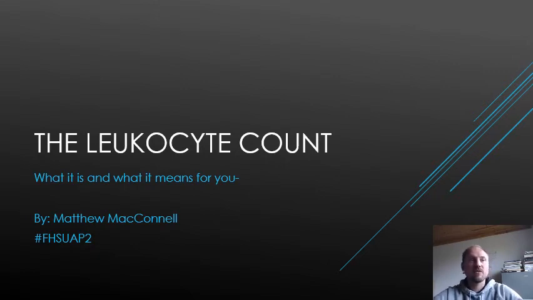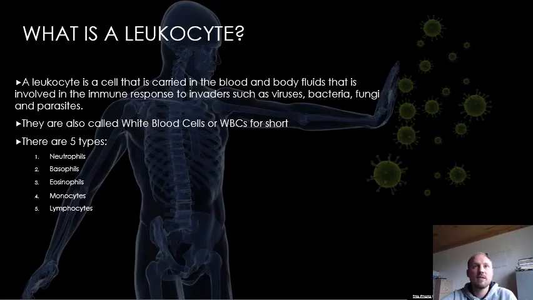Today we're going to talk just for a few minutes about the leukocyte count, what it is and what it means to you. So what is a leukocyte? Well, a leukocyte is a cell that is carried in the blood and body fluid that is involved in the immune response to invaders such as viruses, bacteria, fungi, and parasites. Oftentimes you'll hear them called white blood cells or WBCs for short. There happen to be 5 types: neutrophils, basophils, eosinophils, monocytes, and lymphocytes.